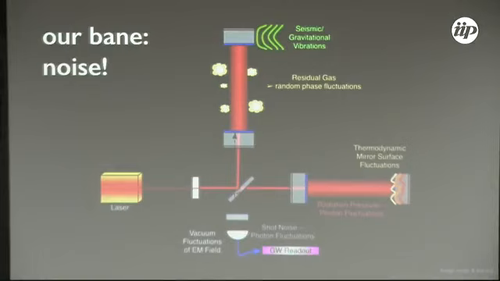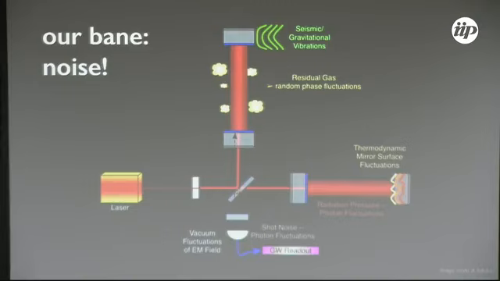Why all this stuff? Because when you build a very sensitive machine to detect these very small displacements, 10 to the negative 18 meters or so, you also make a very sensitive machine that's very sensitive to everything else that wants to move those mirrors around. So noise is our bane, is our enemy, okay, and it's what dominates the output of these instruments. There are several fundamental sources of noise.